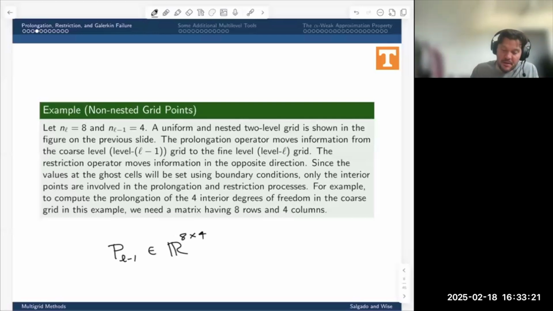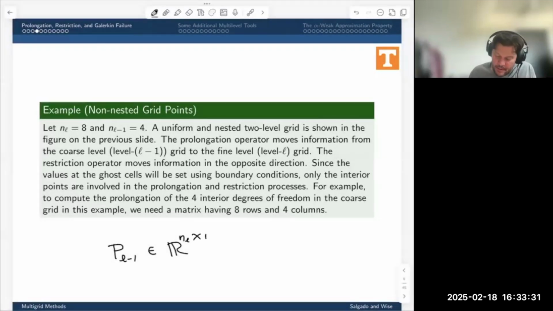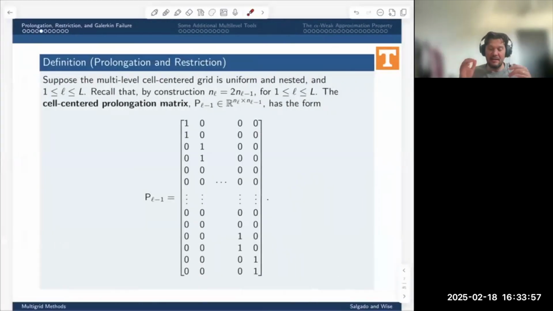So generically speaking, what we want is one which has N_L rows and N_{L-1} columns. Okay, rows and columns. Now in this case, in the cell-centered finite difference setting, this number here is always exactly 2 times that number. Okay, so it has twice as many rows as it has columns. That's what we need in that last example.